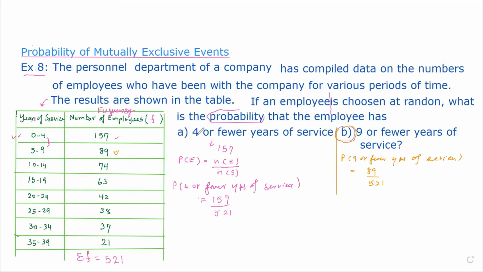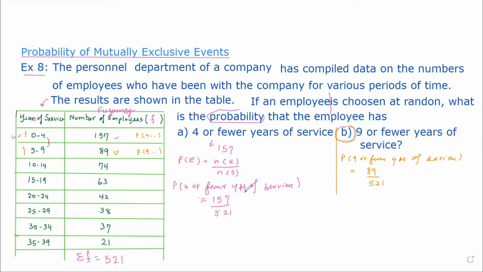if we find only 4 or fewer years here, you can see we find only exactly this interval, correct? And we separate them. This is the probability of question A, the probability of 4 or fewer, and this is the probability of 9 or fewer years. So they don't have common years, correct? It's 0 to 4, and this one is 5 to 9.